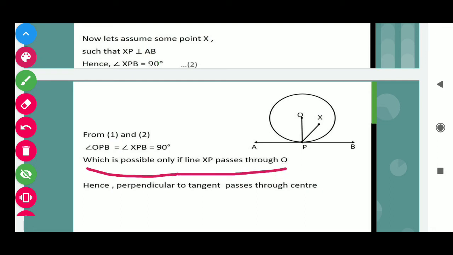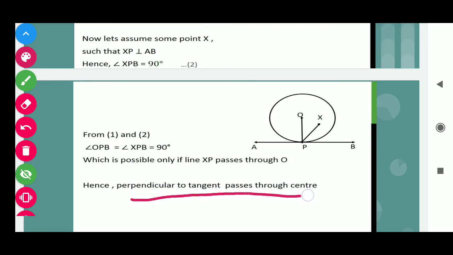You can see students that XP is of 90 degree angle. This is possible only when X passes through the center, because radius is perpendicular to the tangent. Hence the perpendicular to the tangent passes through the center. So students, you can see here that OP is the perpendicular, so it passes through the center.